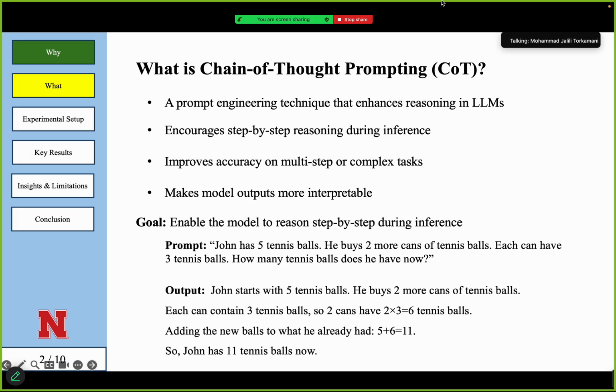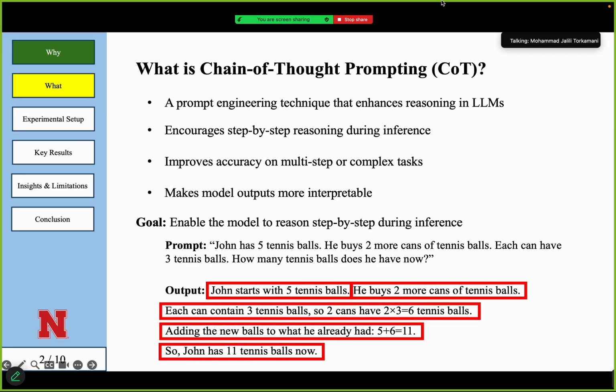So for the same prompt that we got the incorrect answer, if we somehow make the model generate an output like this, which has a couple of steps and ends up with the correct answer, we are doing chain of thought. So the goal of this paper is to make the model generate step-by-step reasoning inferences in order to get to the right answer, which is 11 at the end.